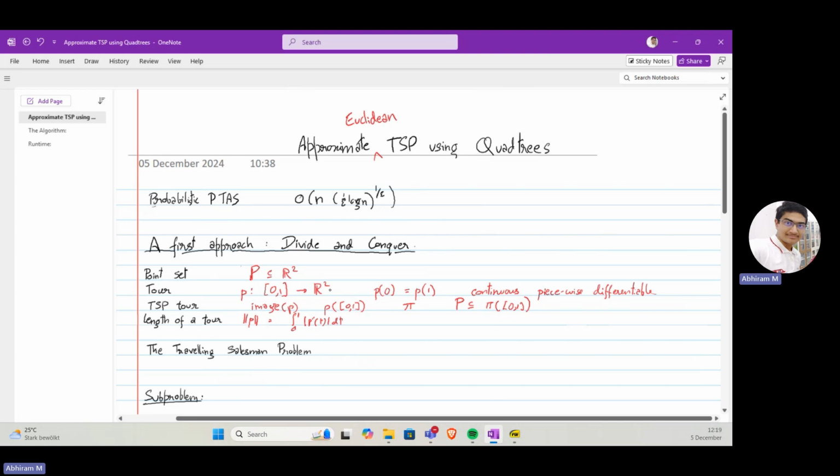Now that we have these definitions, we can finally define the exact problem that we want to solve. The traveling salesman problem, again, here it helps to say that it is the Euclidean version of the problem.